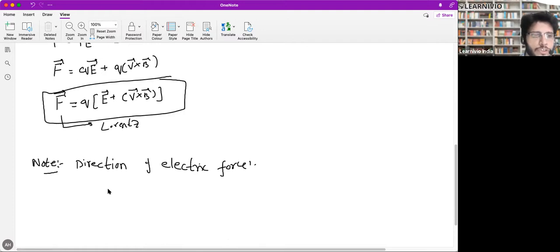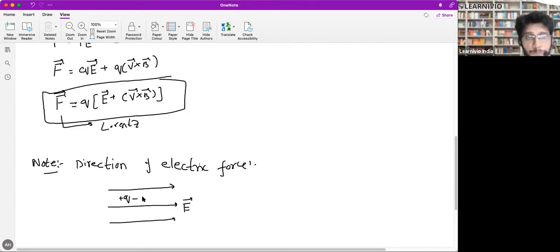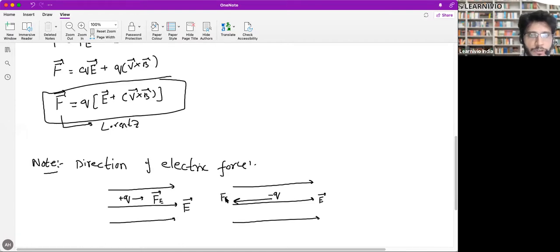The direction of electric force depends upon the charge of the particle. If this is the electric field and the charged particle is positive, then this positively charged particle will experience force in the direction of the field. Next, this is the field, and that's a negatively charged particle. The direction of force on a negatively charged particle is opposite to that of the field. That's it. This is how we decide the direction of electric force.